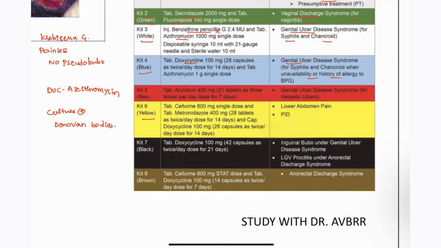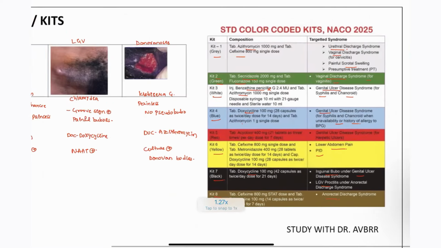Yellow is for lower abdominal pain and pelvic inflammatory disease. And black kit is for inguinal bubo and genital ulcer disease, especially LGV, with doxycycline. And kit 8, recently added, is for anorectal discharge. Right, these are the STD kits.